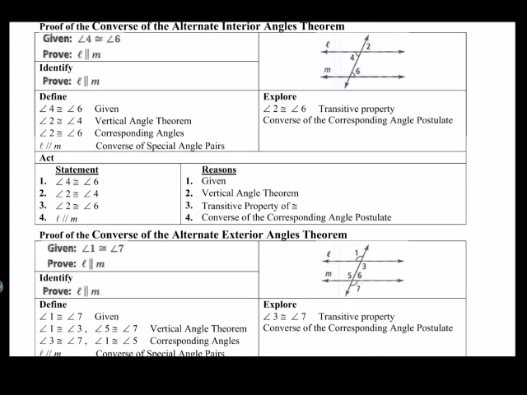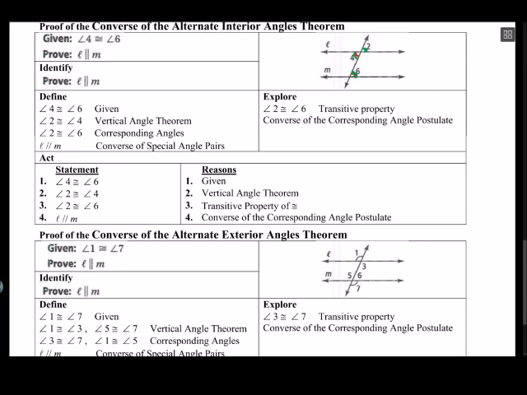Proofs are back. Yay! So we are going to be proving lines parallel again using our converse of our special angle pairs. And so here is an example for you, the proof of the converse of the alternate interior angles theorem. We are given angle 4 is congruent to angle 6, and we want to prove that line L is parallel to line M. So we use our define, explore, use our IDEAL method. We know that 2 and 4 are vertical angles, so those are going to be congruent, and 2 and 6 are corresponding angles.